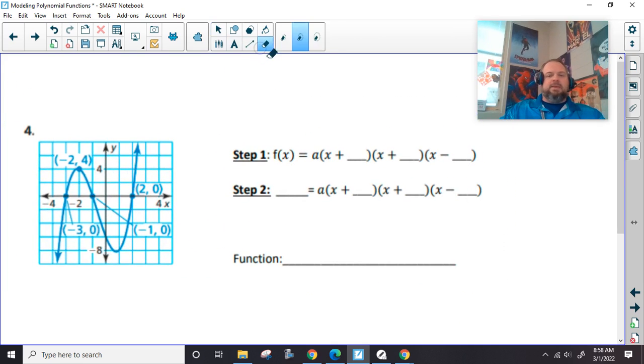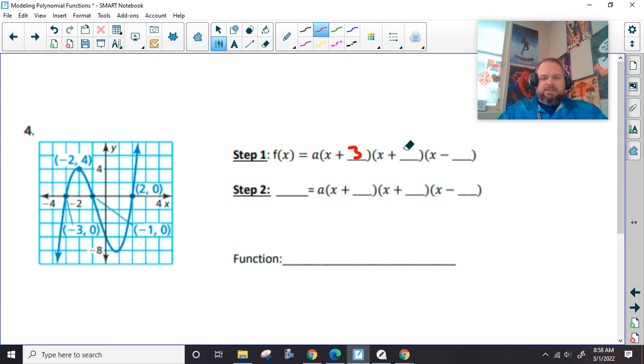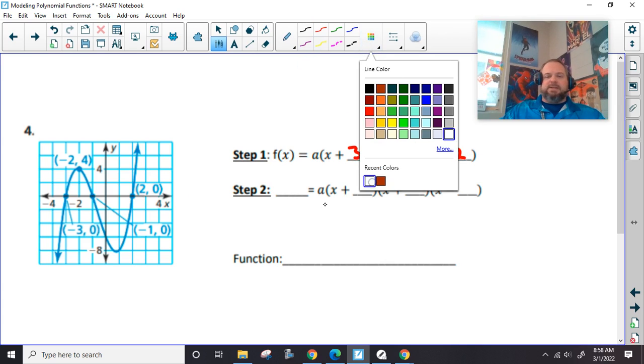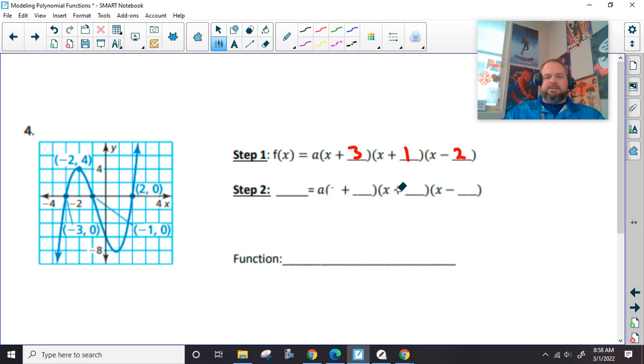All right, so this is a -3 right here, so it would go in as a +3. This is a -1, so it would go in as a +1. And this is a +2, so it actually goes in as the opposite. Now, again, because Mr. Jeffries doesn't have his life together, we've got to change these to zeros.